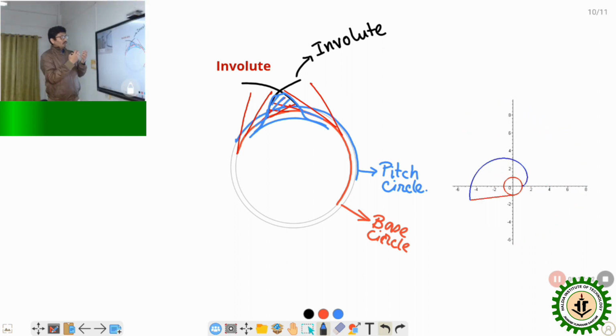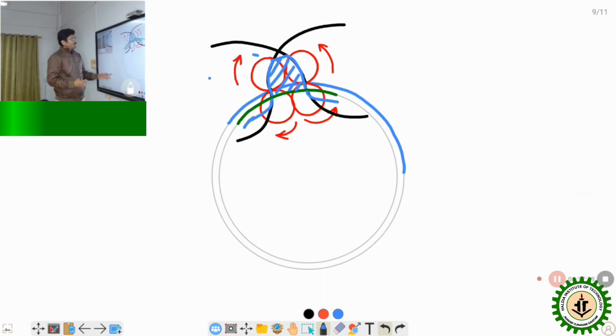Now during meshing of two gears, if it is a cycloidal tooth profile, much more vibration occurs compared to the involute tooth profile. Why? Because, as I told you in the previous slide, there are a total of 4 curves. Above the pitch circle is the epicycloid, below the pitch circle is the hypocycloid.